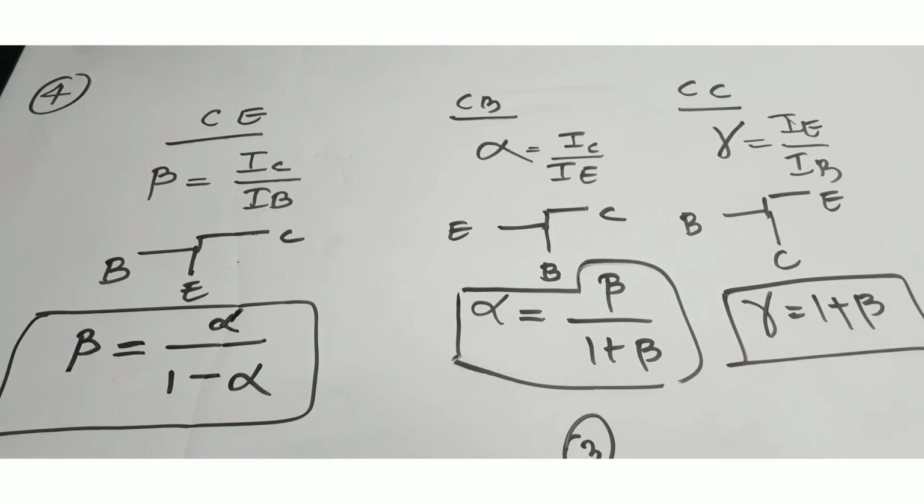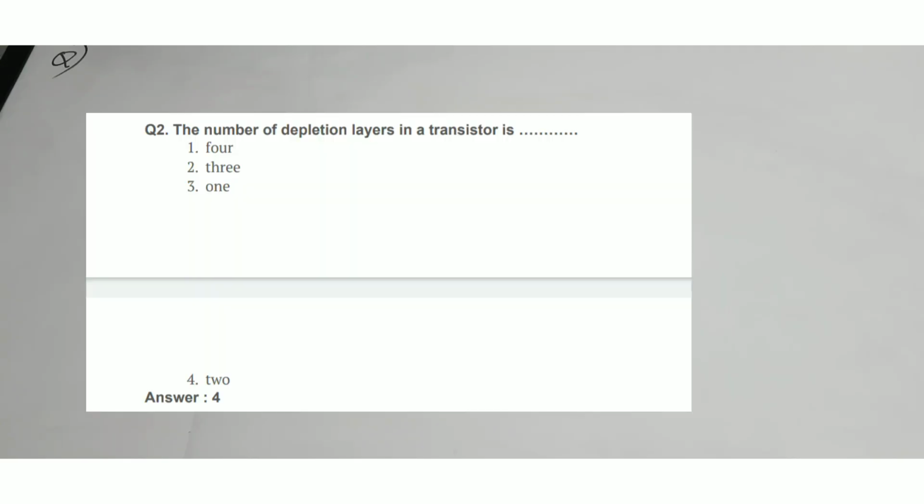The next set of questions are theory questions only. So the next question is, the number of depletion layers in a transistor is dash. We have actually talked about the number of PN junctions. The same number of depletion layers will also be formed. So when there is a PN junction, there will be a depletion layer also.